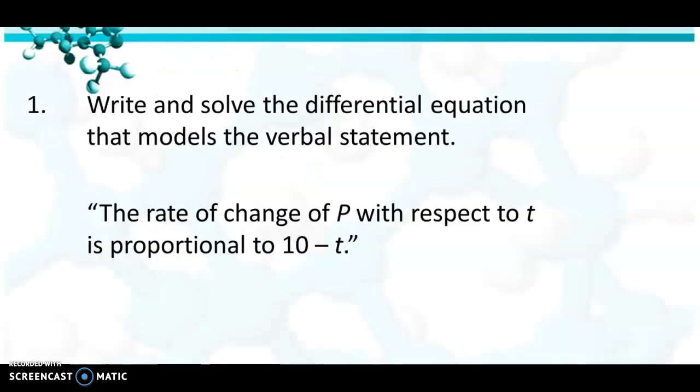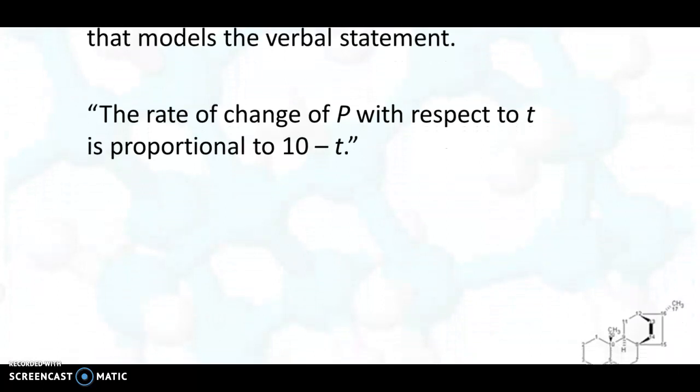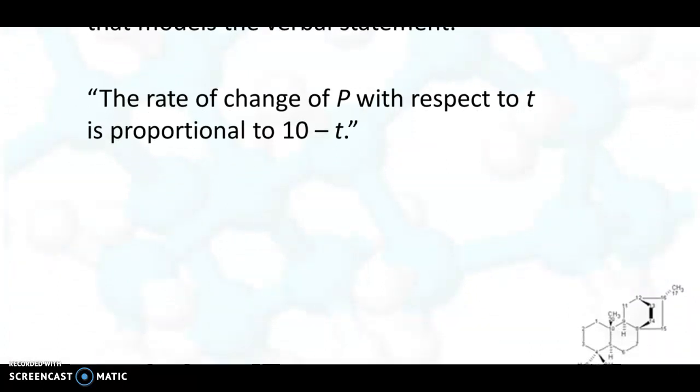Moving on. We're going to write and solve the differential equation that models this verbal statement. The rate of change of p with respect to t is proportional to 10 minus t. So I would give yourselves a second to pause the video and try it yourself.